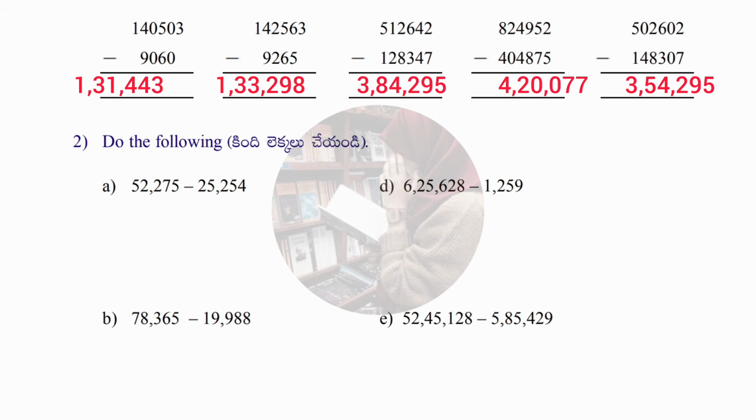1,40,503 minus 9,060. Your answer will be 1,31,443. Next one, 1,42,563 minus 9,265. Answer is 1,33,298.